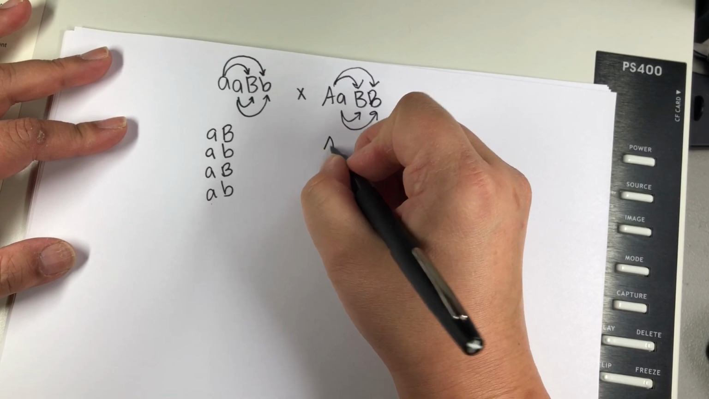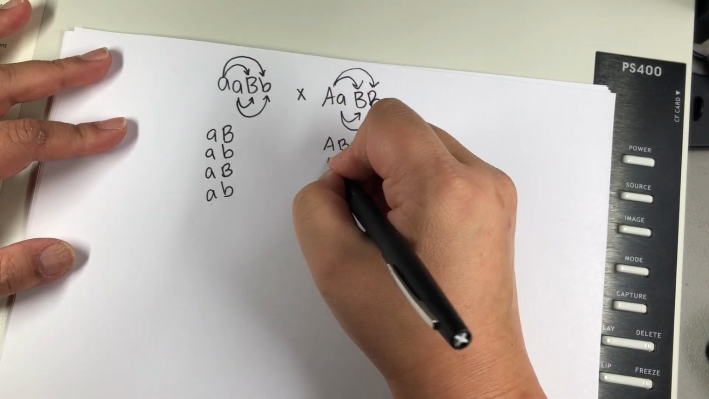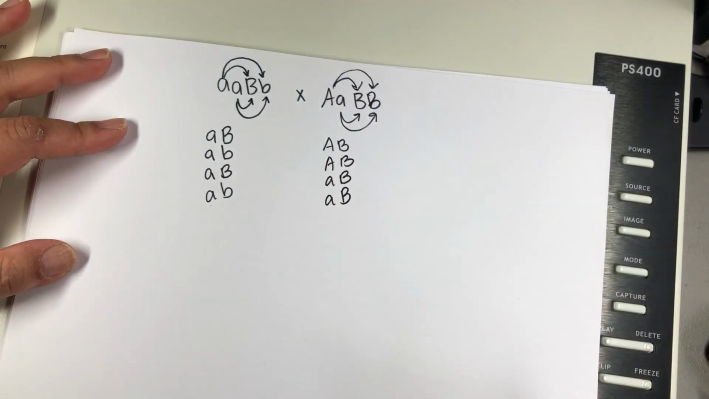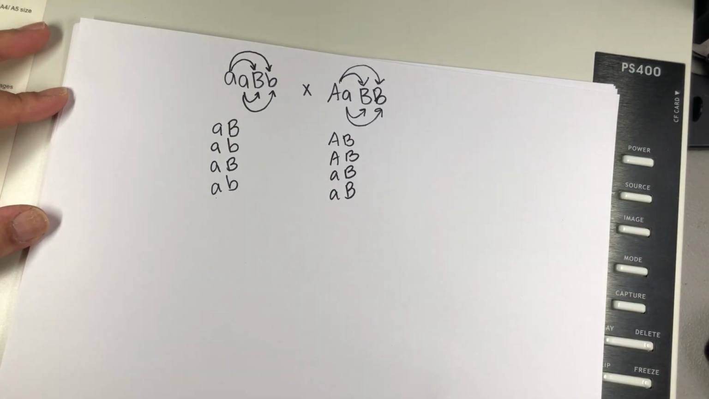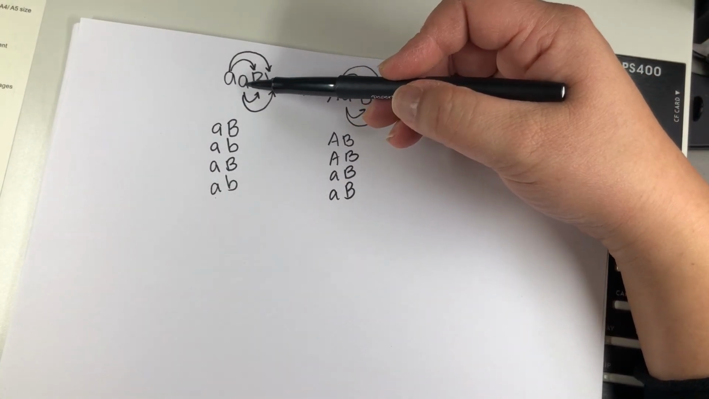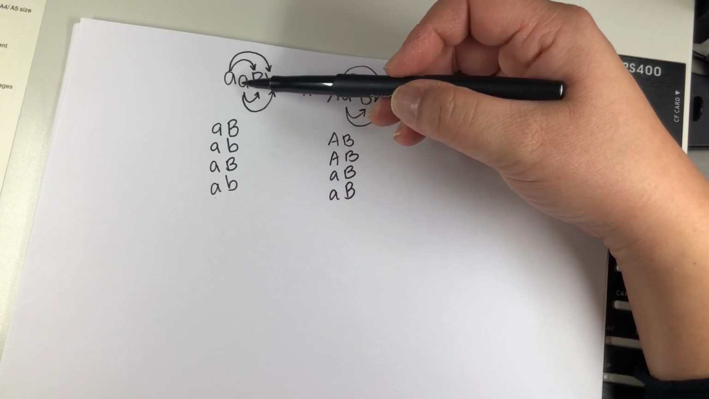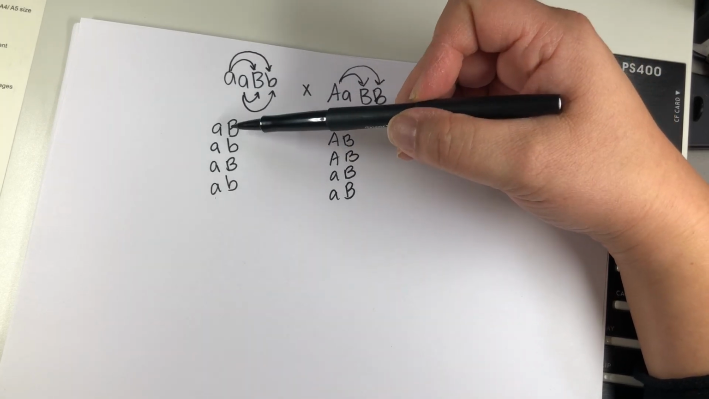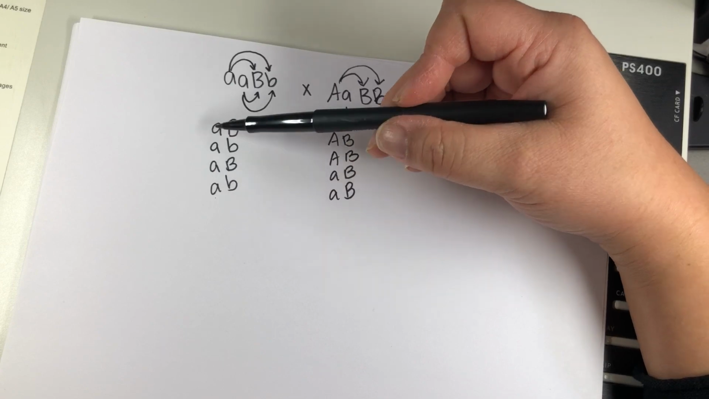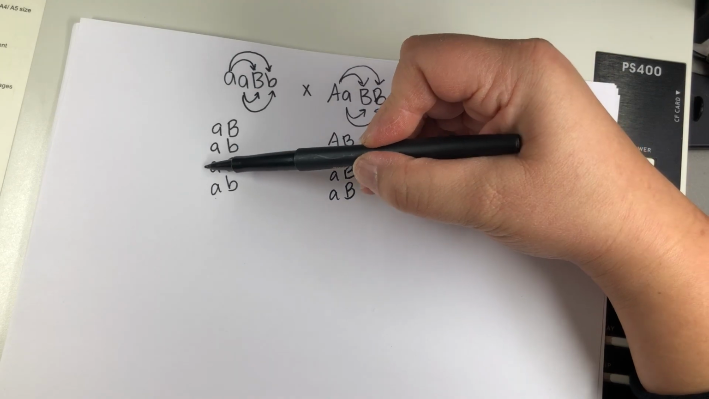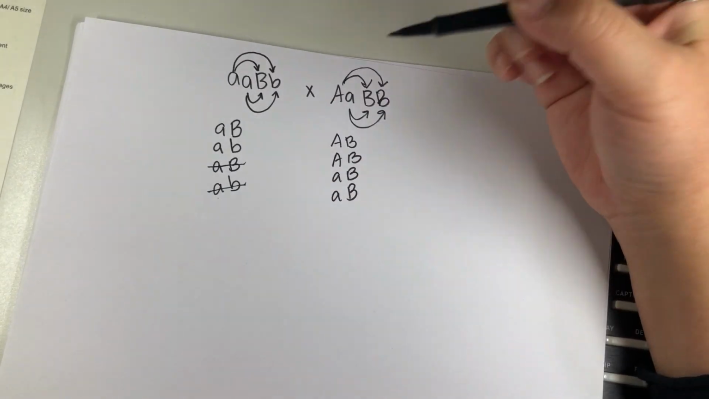So we have big A, big B, also big A, big B, little a, big B, and little a, little b. Okay, so now we have some repeats here, right? Because this is little a, there is only going to be one allele type for this particular one, which is going to be little a. So what you want to do here is look to see if there's any repeats. Okay, so here we have a repeat. So we have little a, big B, and then little a, little b. So these are repeats. Cross them out.